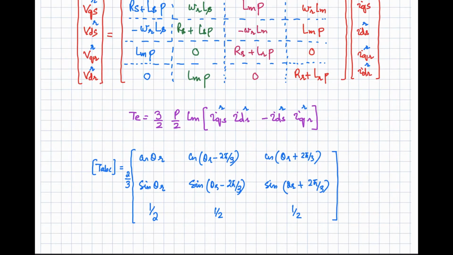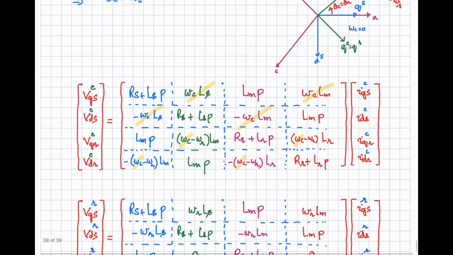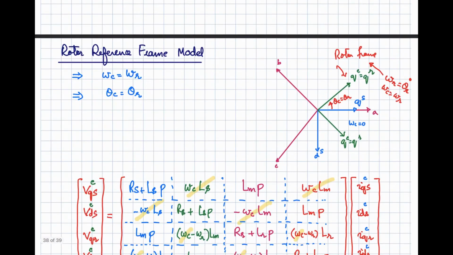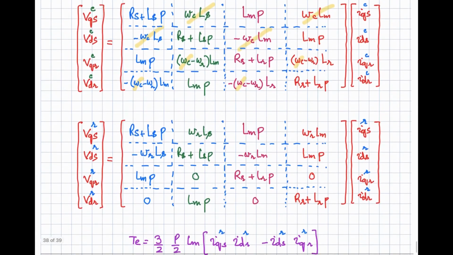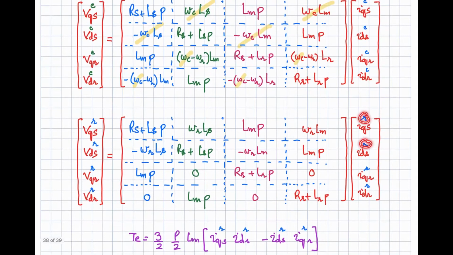So using this Clark transformation matrix, we can convert the quantities from the ABC frame of reference to the DQ frame of reference that is rotating with the speed omega c, and then we can correlate the voltages and the currents of the induction motor in the rotor frame of reference with the help of this matrix. So if we know the currents, we can find the voltages, or if you know the voltages, you can find out the currents by taking the inverse of this matrix. So you can find out the other quantities if you know a set of quantities.